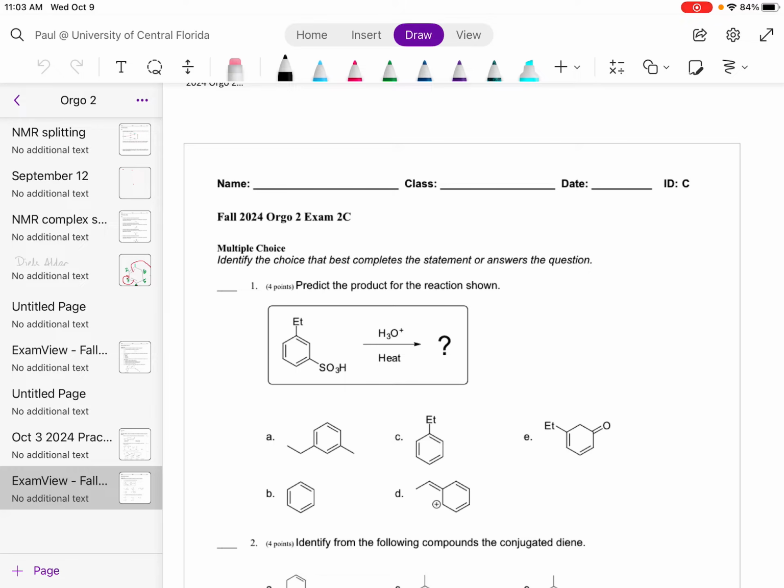So if we take a look at question 1, we see that we have a sulfonic acid group right there, and we have an ethyl group. And what we have is acid and heat. And those are just conditions to take off the sulfonic group. So we're just getting rid of that guy. So that would leave us with that. So it's desulfonation.